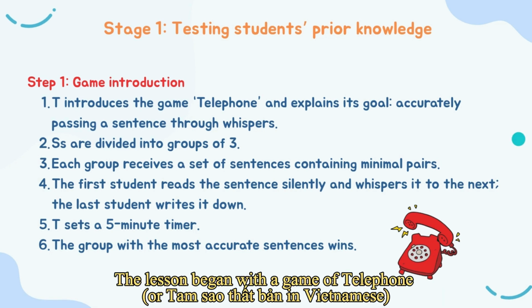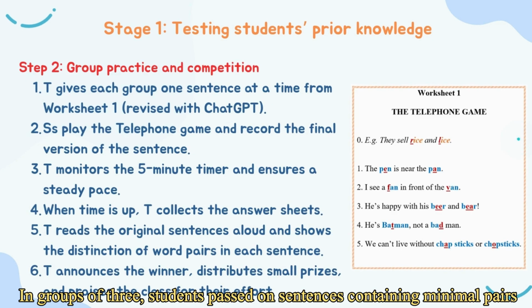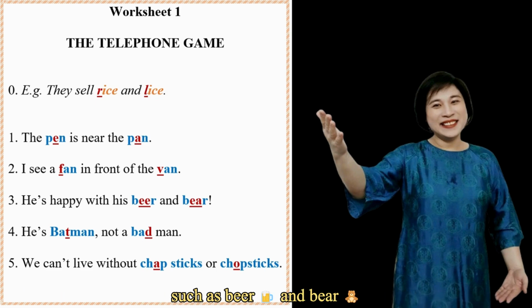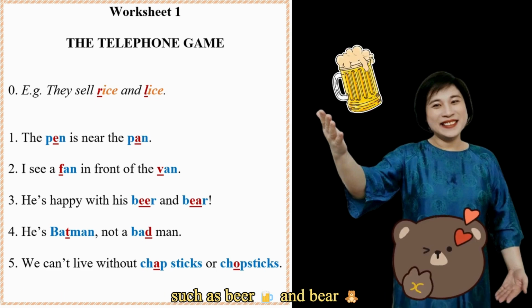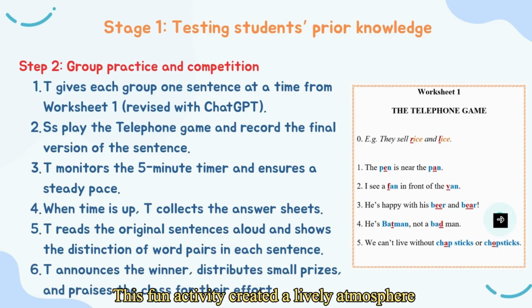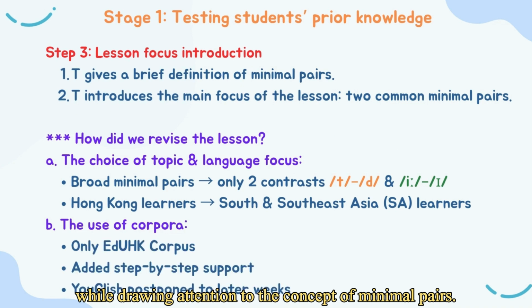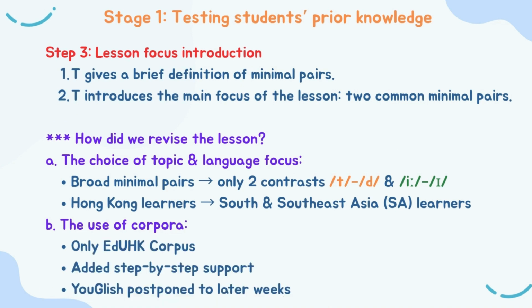The lesson began with a game of telephone or tam sao thất bản in Vietnamese. In groups of 3, students passed on sentences containing minimal pairs, such as beer and bear. This fun activity created a lively atmosphere while drawing attention to the concept of minimal pairs.